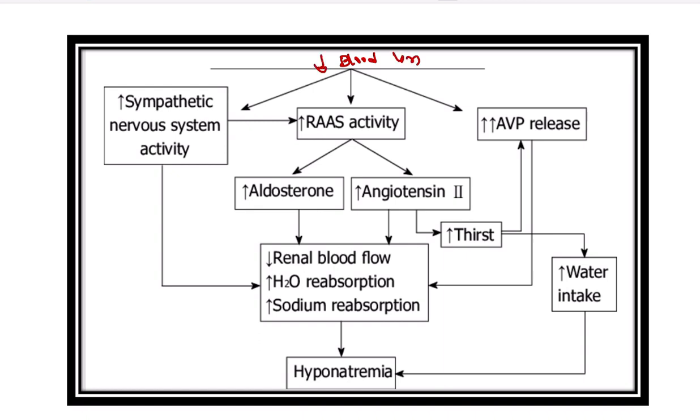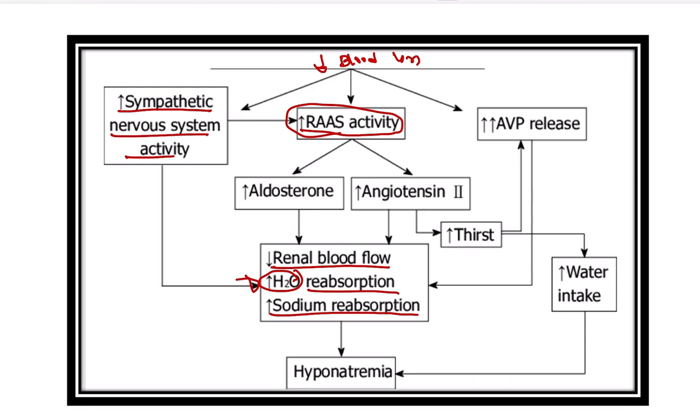First of all, here we can see sympathetic nervous system activity occurs. When the sympathetic nervous system is active, the renin-angiotensin-aldosterone system, or RAAS, is activated. On the other hand, the sympathetic nervous system acts directly on the kidney and reduces renal blood flow, and it also increases water reabsorption and sodium reabsorption from the kidney, but more water reabsorption. For this condition, what will happen in the urine?